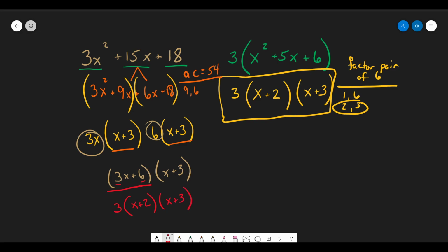And now look at that. I end up with the exact same answer. But look at how much more work this was. Okay, so if you do have a GCF, you always want to take that GCF out in the beginning. It will make the problem a lot easier.